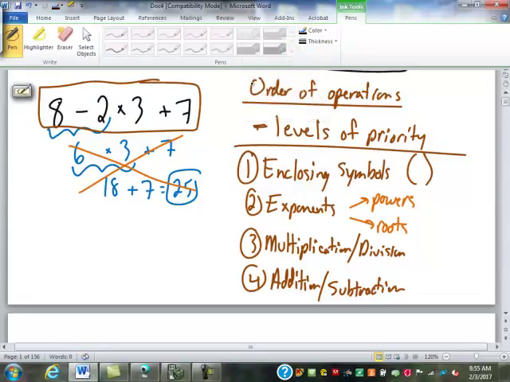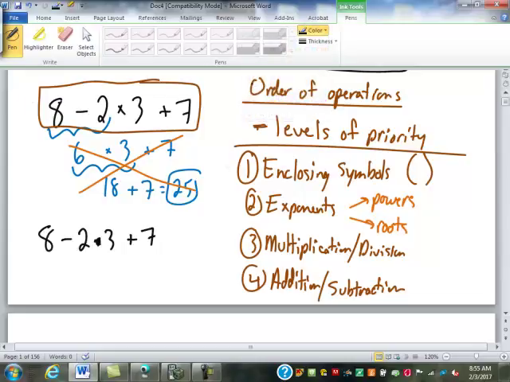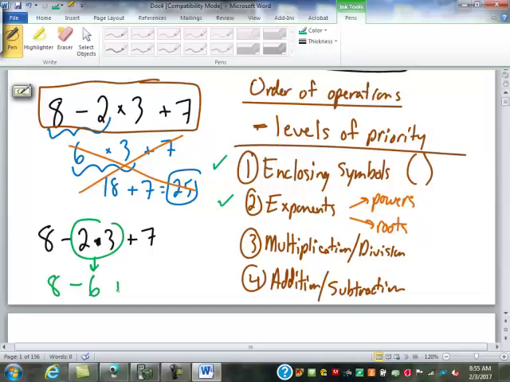So, back to our original problem we presented here. 8 minus 2 times 3 plus 7. There are no enclosing symbols. There are no exponents. So we're down to multiplication and division. And we do have 2 times 3, which is 6. So we take out the 2 times 3 and we replace it with 6. Everything else stays the same.